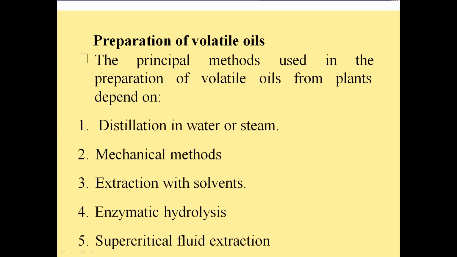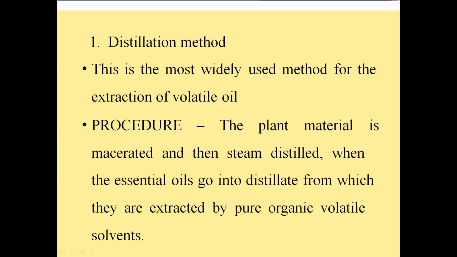Next is the preparation of volatile oil. The principal method used in preparation of volatile oil, as we have discussed earlier, is distillation in water or steam. Then mechanical method, extraction with solvent, enzymatic and supercritical fluid. First is the distillation method. What is distillation? This is the most widely used method for the extraction of volatile oil. In this procedure, you have to macerate the plant material, meaning you dip your plant material, and then steam distill.